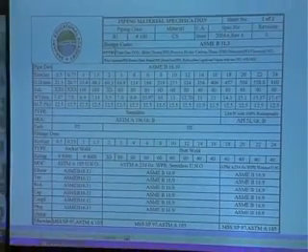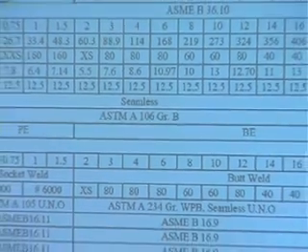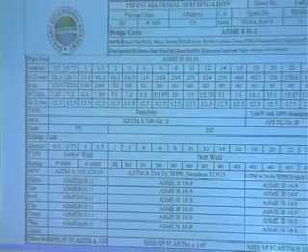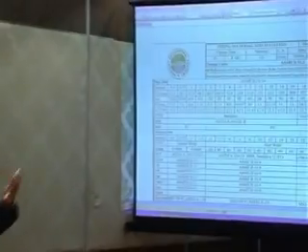You have A333 grade 6, low temperature steel, and A312 for corrosion. So it is grade A, B, C. There is a property of material that a design engineer should know, the material specification and material property. If you go to senior level, you should be more perfect on the material.